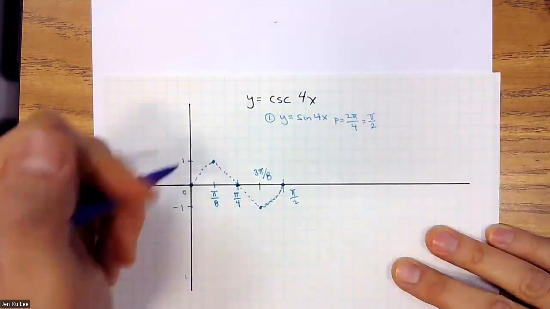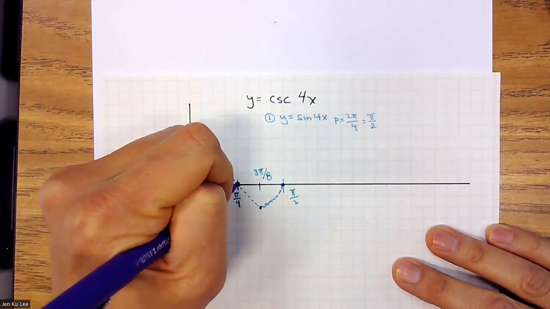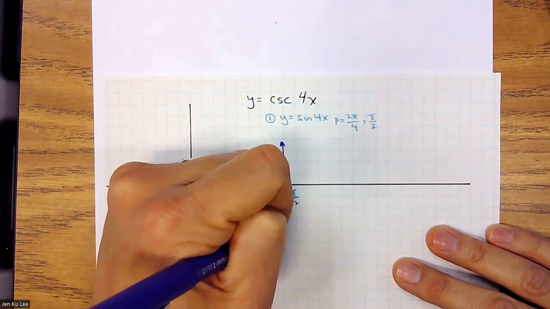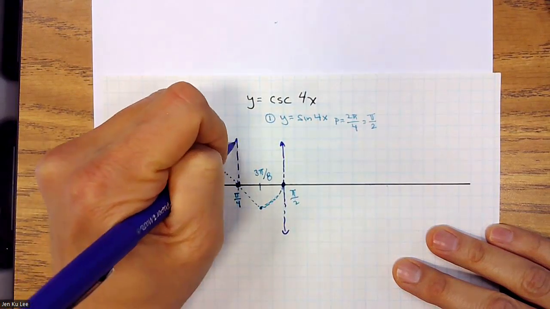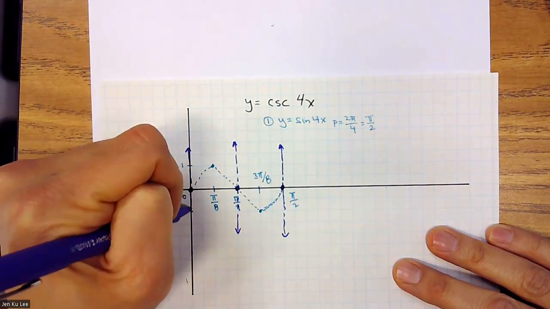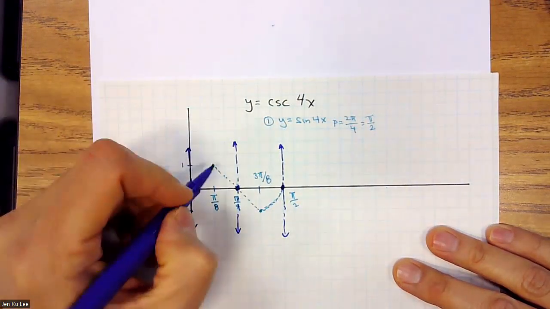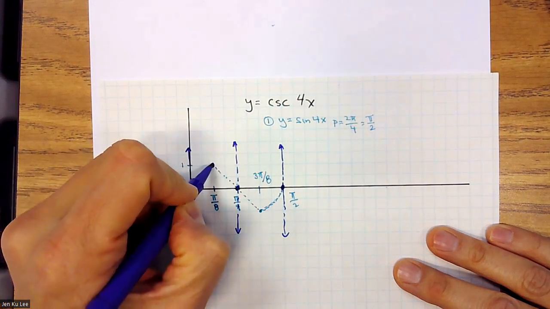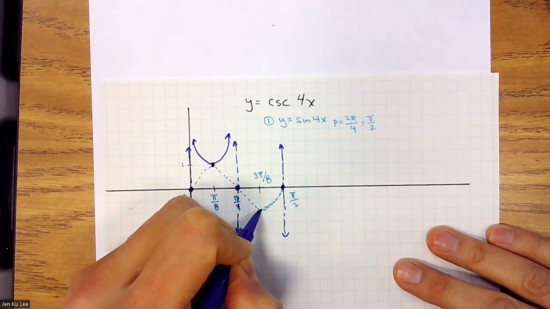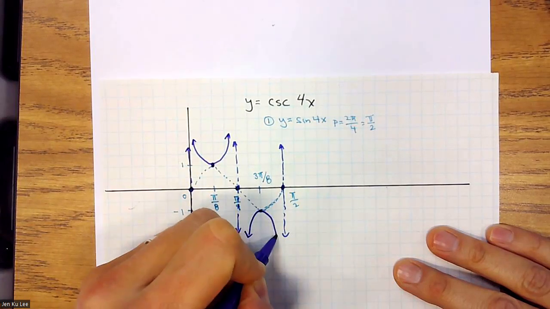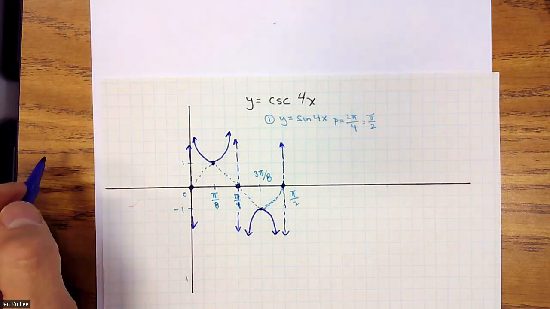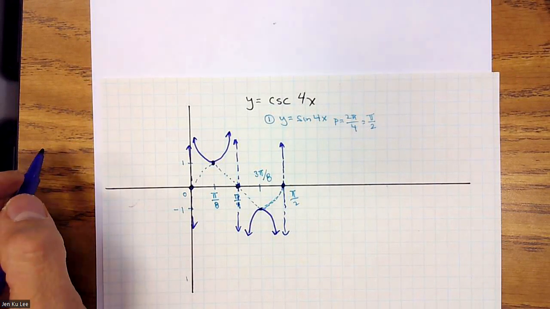Now, whenever there's a 0, my midline, there's going to be a vertical asymptote, and a vertical asymptote, right? And then here's my maximum. I'm going to draw a parabola that goes away from the sine function towards my vertical asymptote, and I'm done. Okay?